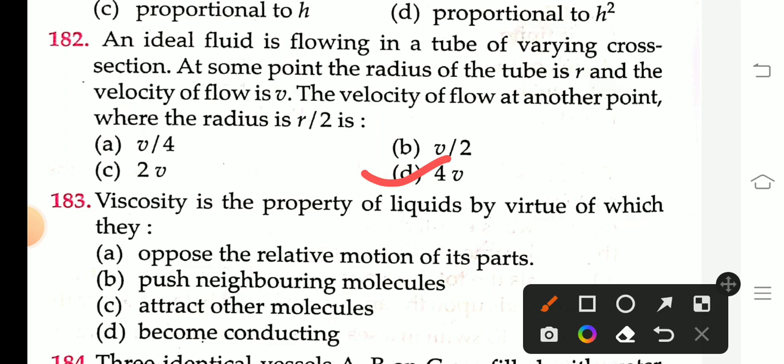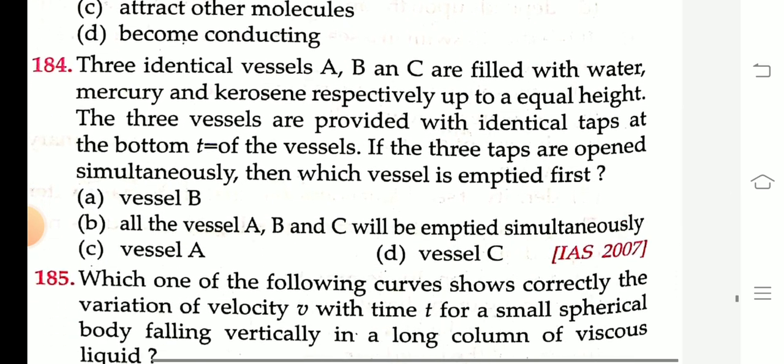Viscosity is the property of liquids by virtue of which they oppose the relative motion of their parts. Next question.